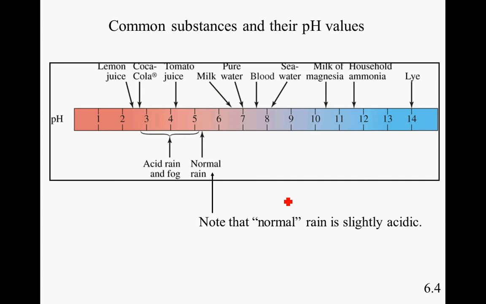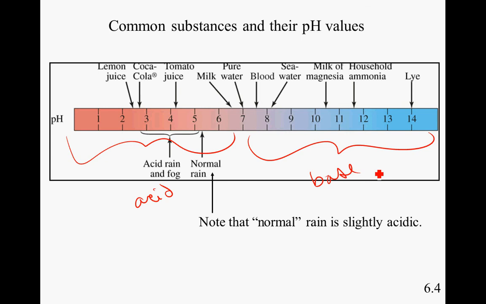A more common way of looking at this is to examine the pH. If the pH is between 0 and 7, it's considered an acid. If it's more than 7, it's a base.